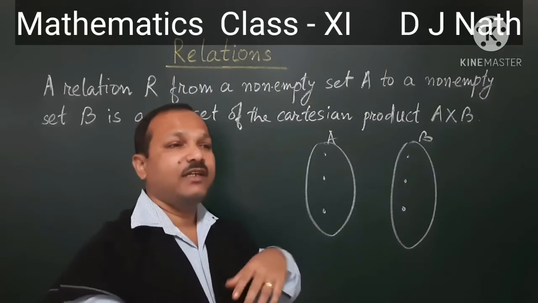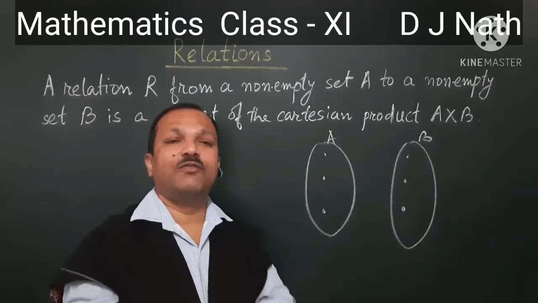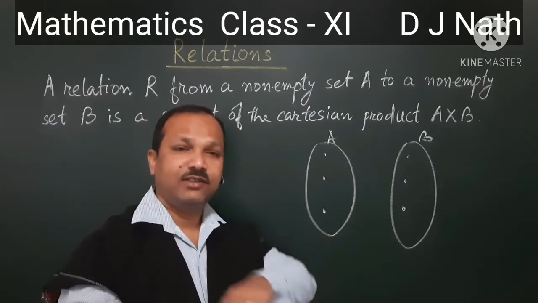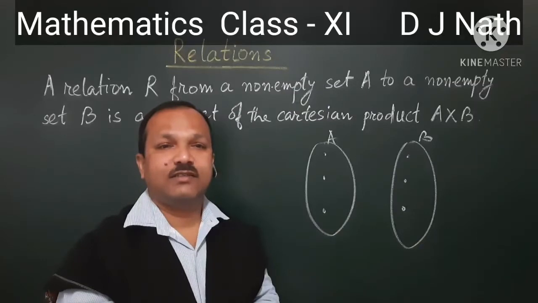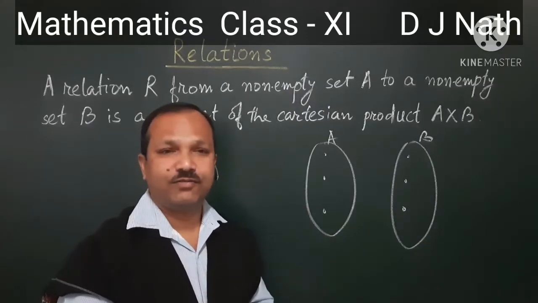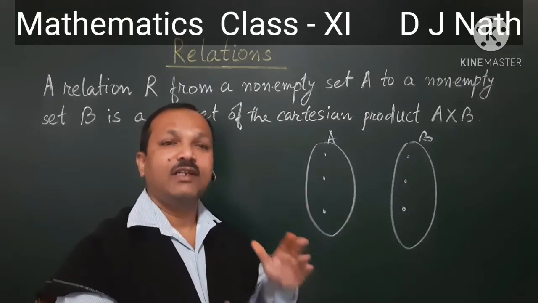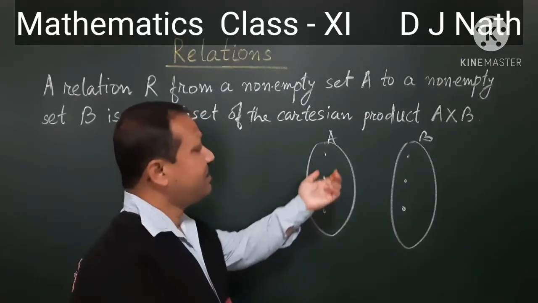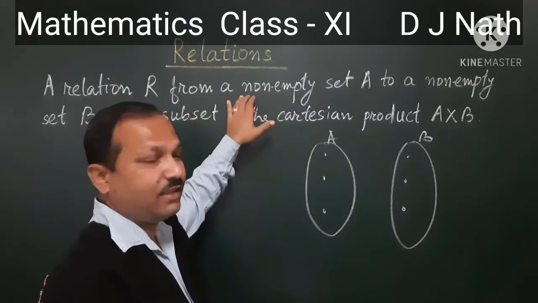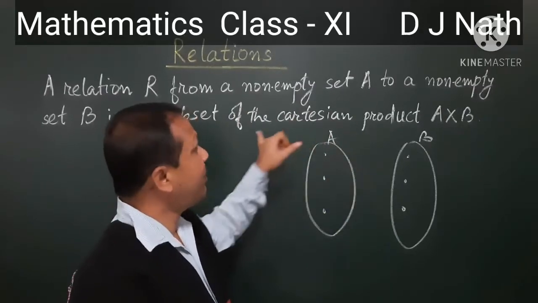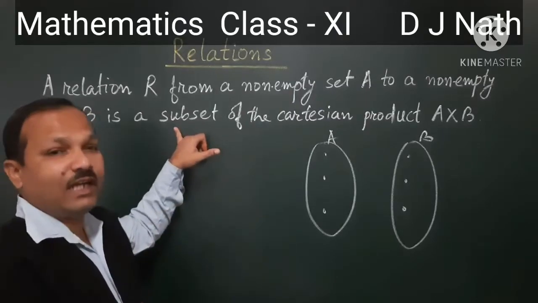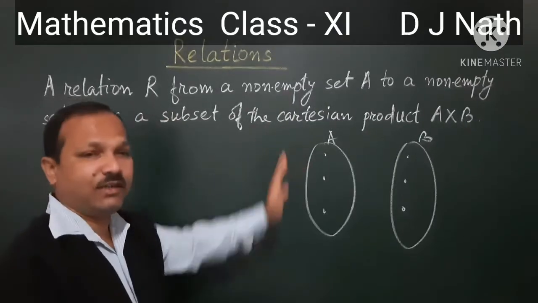Say in a house there are two brothers and two sisters. So the brother and sister relation will have 4 pairs. In that also, the relation occurs according to the condition. It is a subset. Why is it called a subset? A subset may be equal or may be less than that. So it is a subset of the Cartesian product.